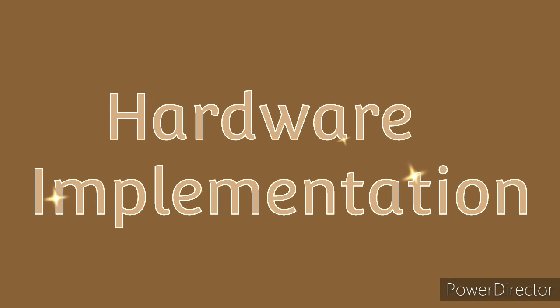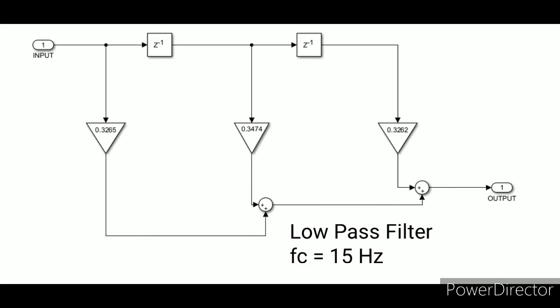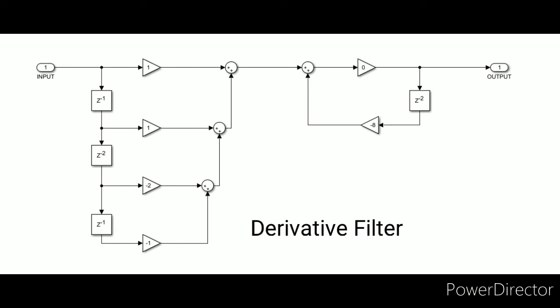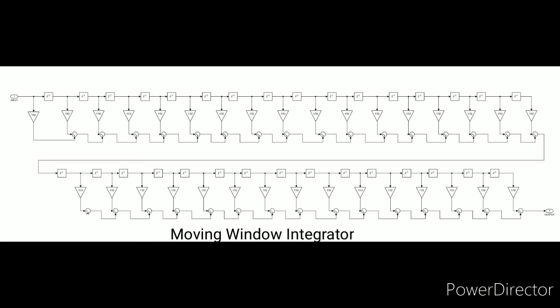For the hardware implementation, the Verilog code of each block was written and synthesized. This is the schematic diagram used for the low-pass filter. The coefficients were generated with the help of MATLAB. Similar to the low-pass filter, this is the schematic diagram used for designing the high-pass filter. This is the schematic that was used for the derivative filter. This is the schematic for the moving window integrator. It has 32 buffers and each buffer has the value of 1 divided by 32.